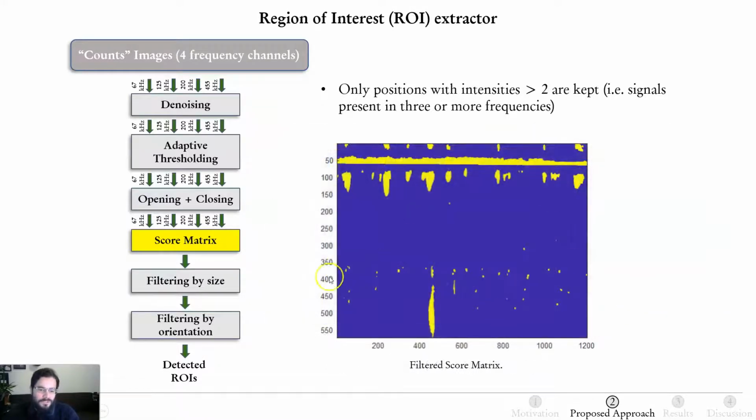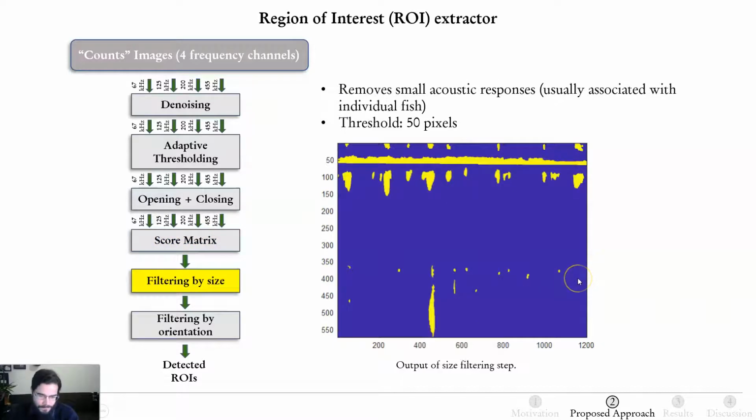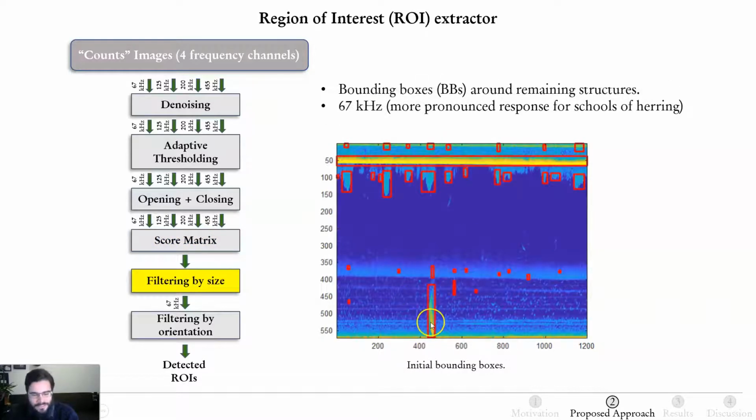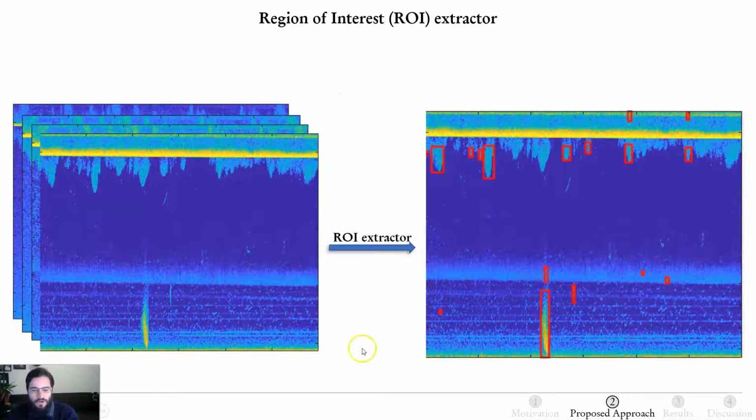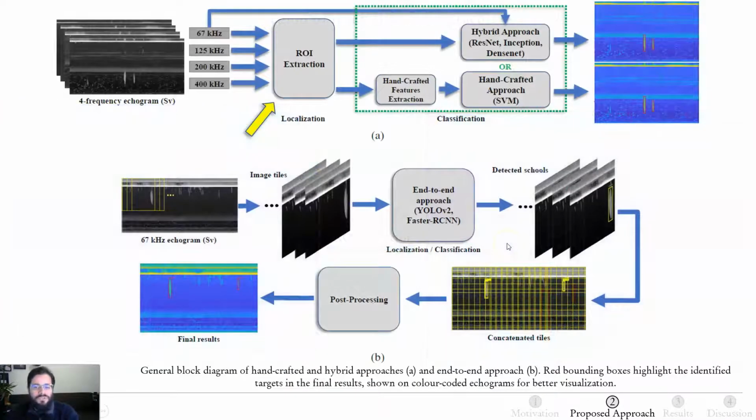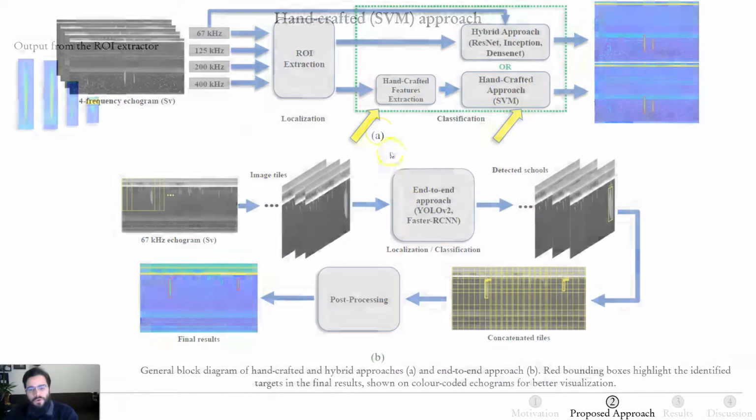We further filter these results based on the size of these sets of connected components and create bounding boxes that are filtered based on their orientation with respect to the horizontal axis. The output of our ROI extractor are bounding boxes where there's a high likelihood of the presence of schools of herring. We use these bounding boxes in the first 2 approaches, starting with the handcrafted one.